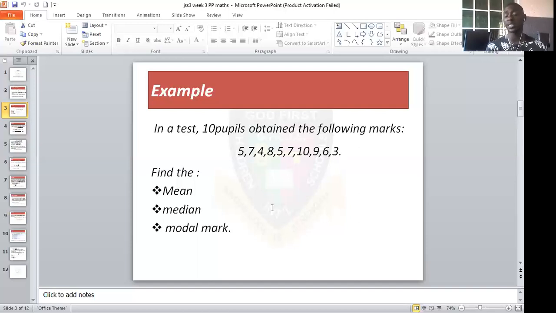So the median is the middle number. From the word median, the middle number. The modal mark is the number that appears most. In this case, it is easy to detect the number that appears most. If I ask now, what is the number that appears most? You say 5 appeared twice, and also 7 appeared twice. These are the two numbers that appeared most. So mode is the number that appears most. So this is the solution.